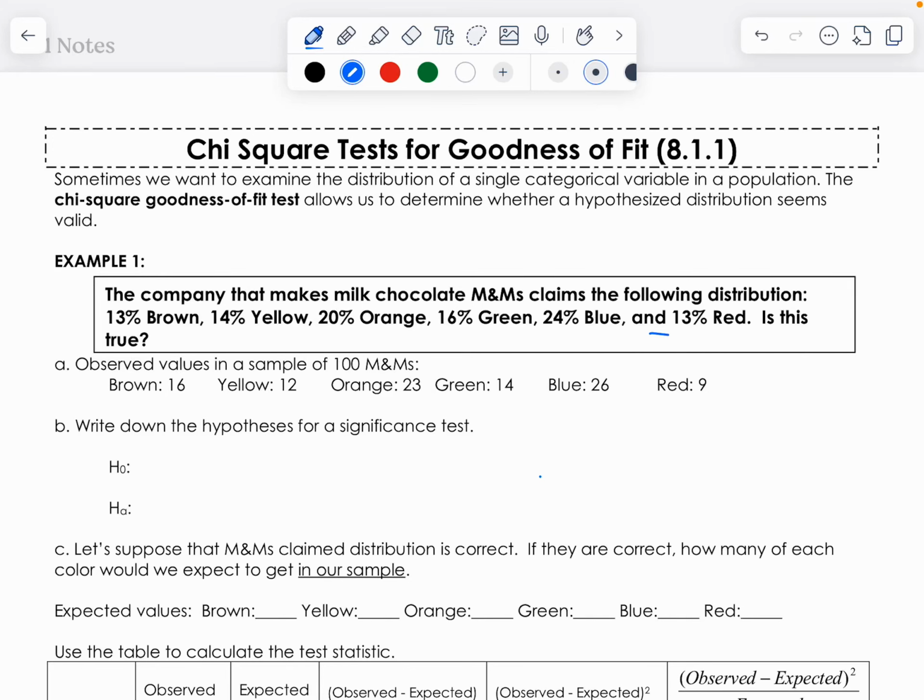Hi, everybody. Welcome to Unit 8. Unit 8 is another unit all about tests of significance.